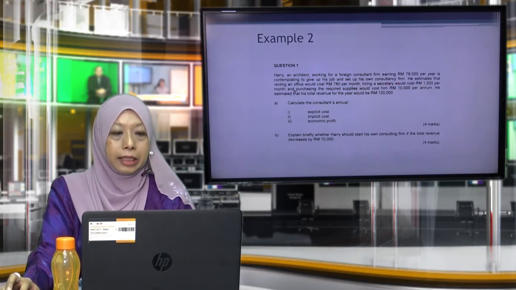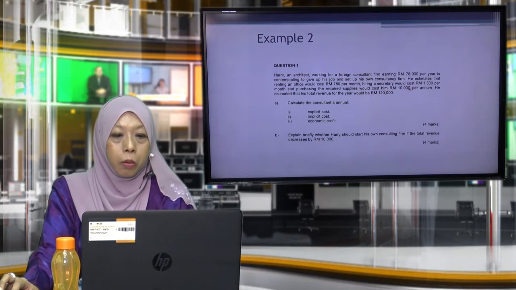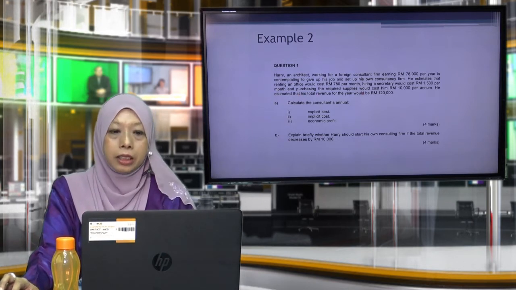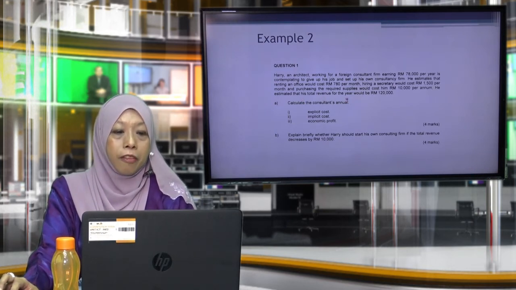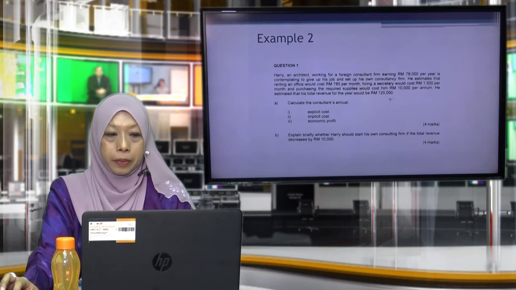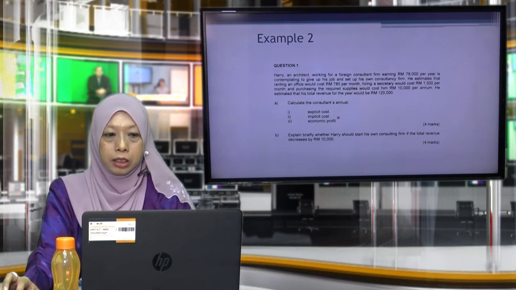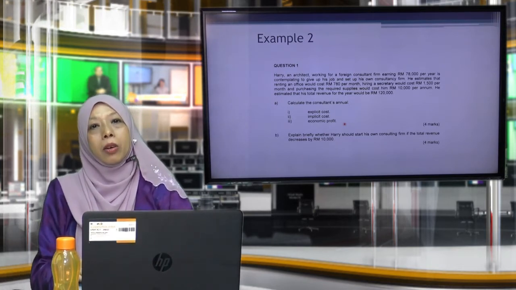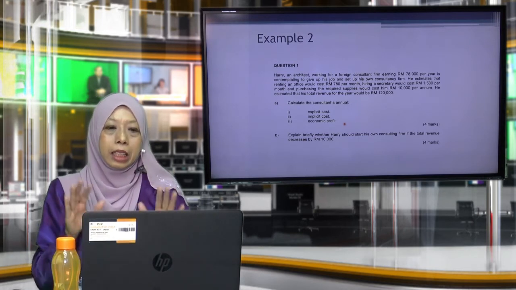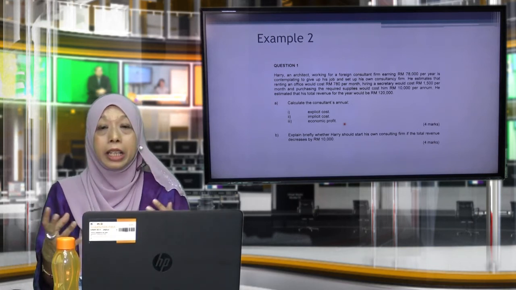Now he estimates that renting an office would cost 780 per month, hiring a secretary would cost 1,500 per month, and purchasing the required supplies would cost him 10,000 per annum. He estimated that his revenue for the year would be 120,000. Your task would be to calculate the consultant's annual explicit cost, implicit cost, and also economic profit. When you look at the case again, notice that some of these values are quoted on a monthly basis and others are quoted on an annual basis.